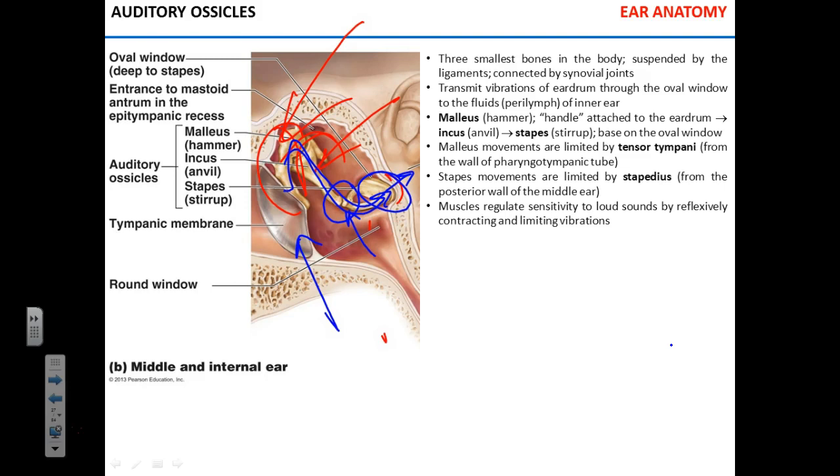A couple of questions for you. First, each sound has a frequency, right? And each sound has a loudness. What happens to the frequency of the sound as it's being transmitted from the tympanic membrane to the auditory ossicles to the fluid? Does it change or not?